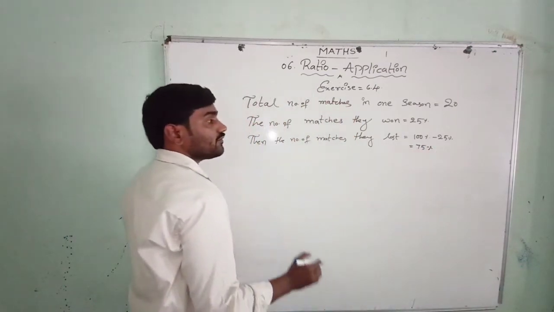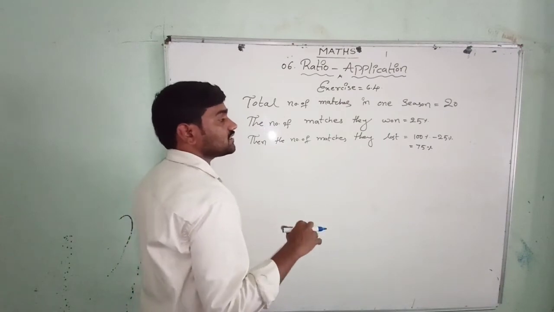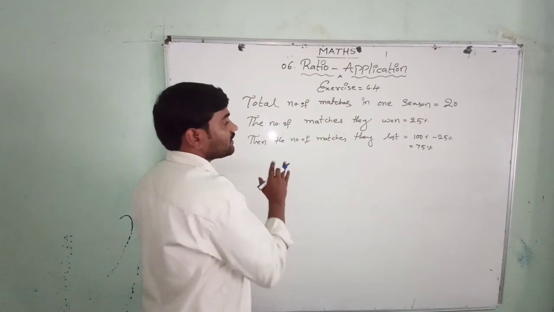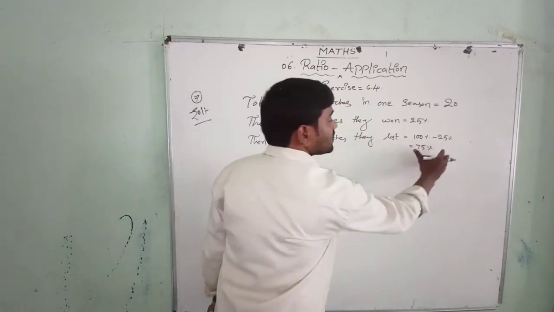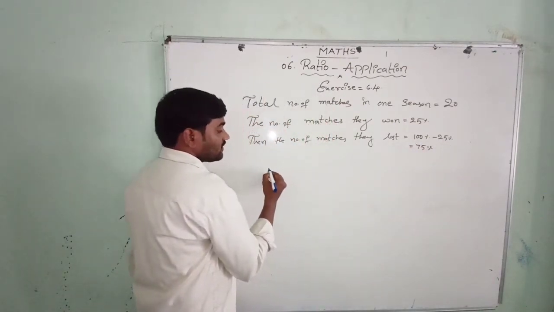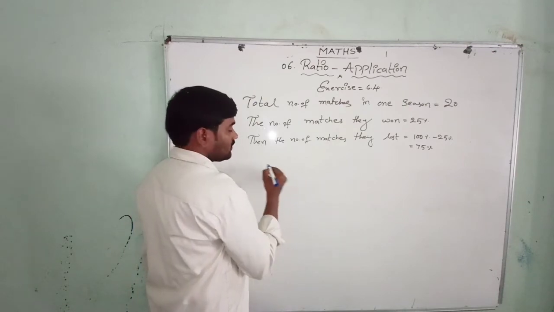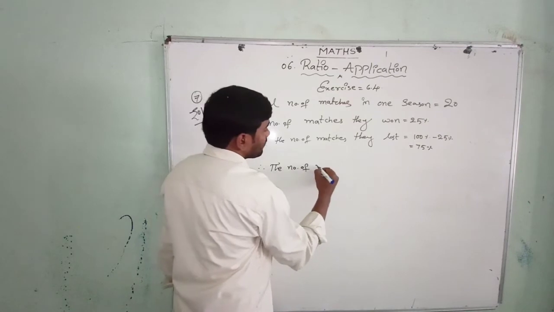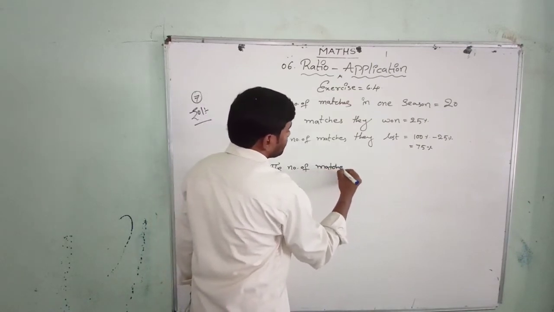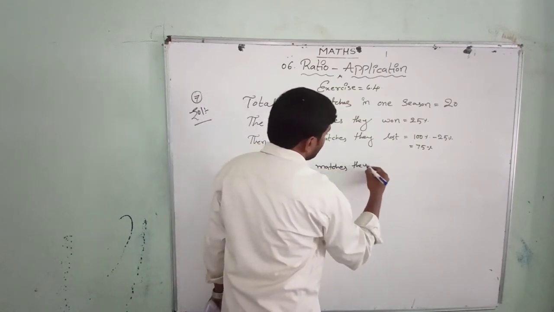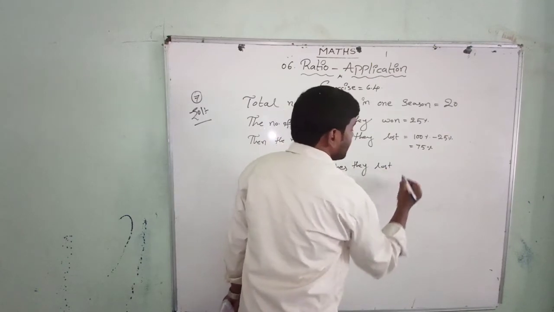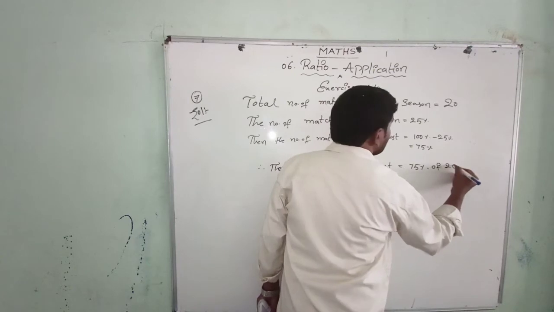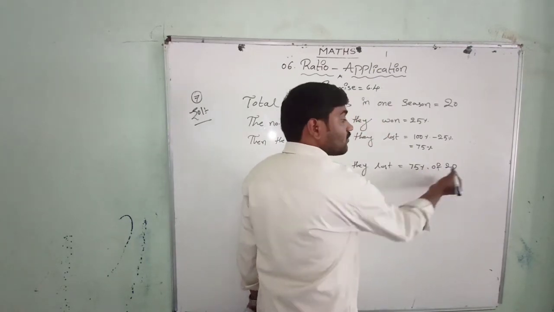So we need to find out how many matches they lost. The number of matches they won is 25%. The number of matches they lost is 75%. Then 75% of matches. Therefore the number of matches they lost equals 75% of 20. అంటే 75% లాస్ అయ్యారు అవుట్ ఆఫ్ 20 మ్యాచెస్.